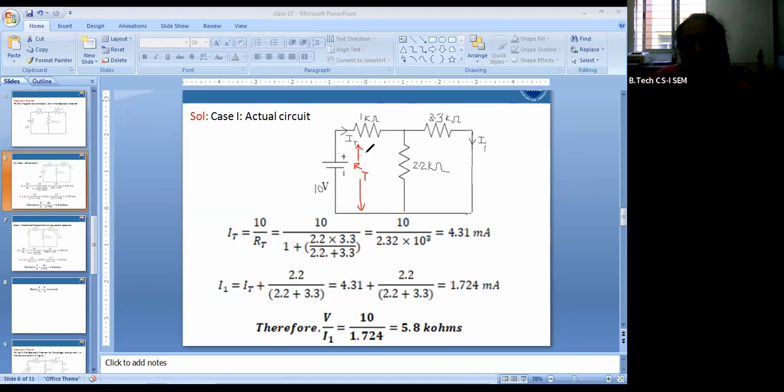So after that RT, I find the total current IT equal to, that is what I have written here. IT equal to supply voltage 10 by the total resistance of the circuit. RT is already shown here. What value does that give? Because these resistances are in kilo ohms, this current is in milliamperes. Following.